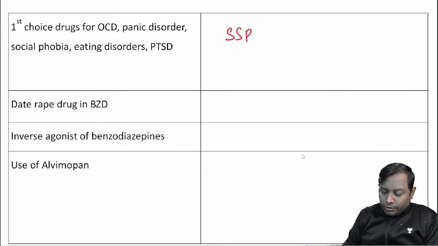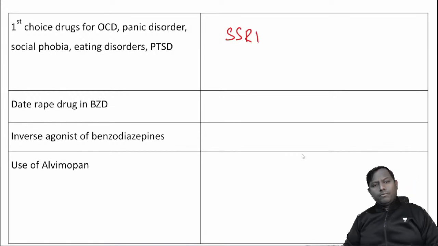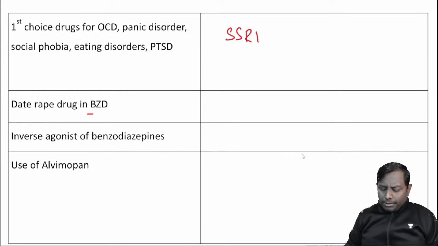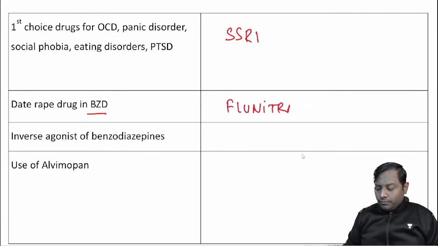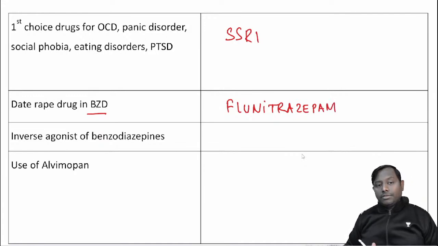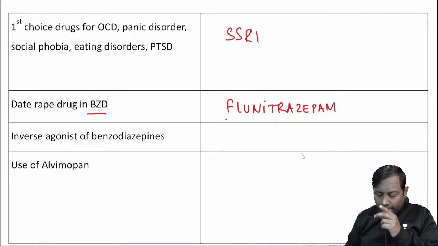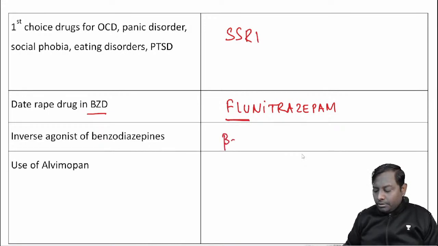SSRI is the drug of choice for OCD, panic disorder, for all of them. Date rape drug among benzodiazepines will be your flunitrazepam. So after a date, there was a rape, and after that he flew. So, flunitrazepam. Inverse agonist of benzodiazepine is beta-carboline.